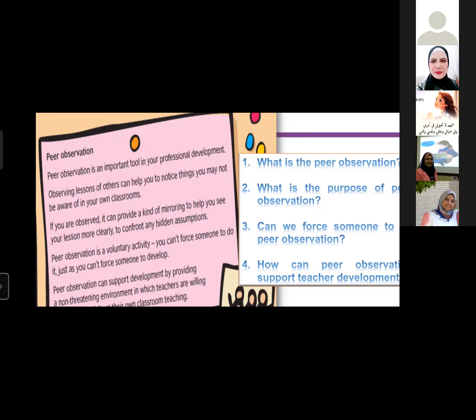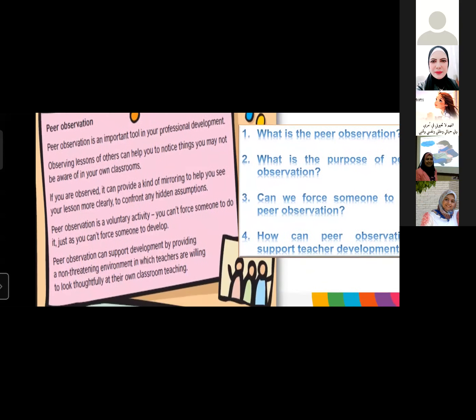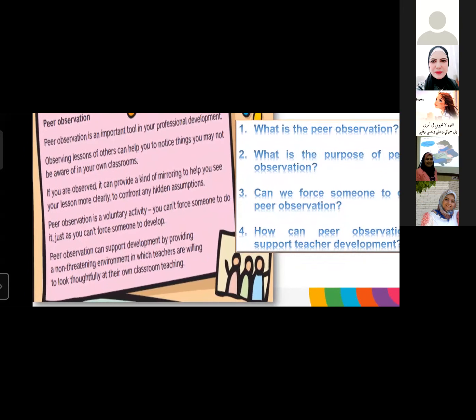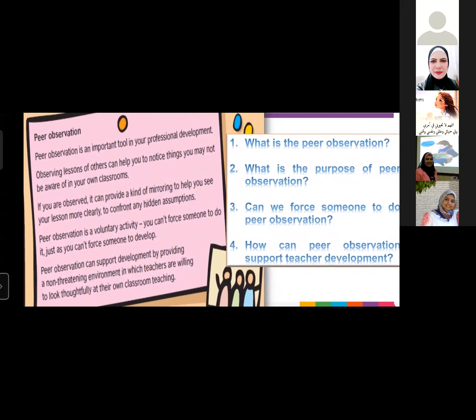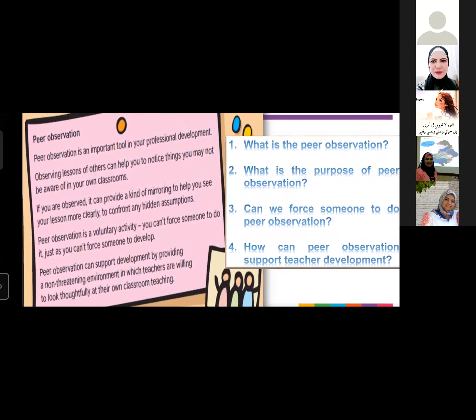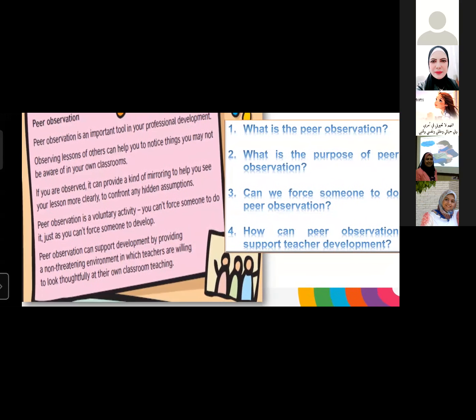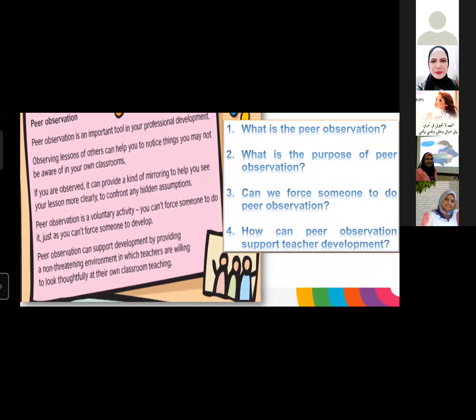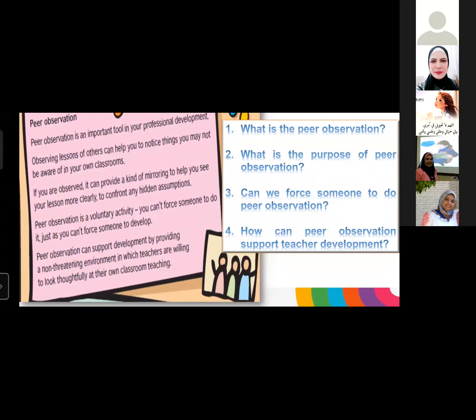Also, peer observation is a voluntary activity. Of course, it's not a must. You are not obliged to go and observe others. You can't force someone to do it, just as you can't force someone to develop you or to develop others. Also, peer observation can support development by providing a non-threatening environment, and here put hundreds and thousands of lines under this phrase, a non-threatening environment in which teachers are willing to look thoughtfully at their own classroom teaching.